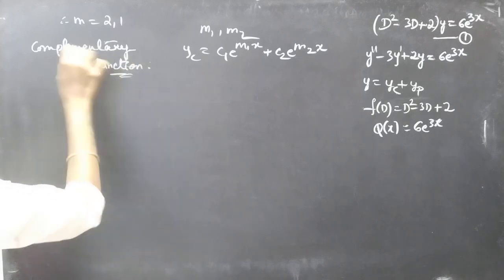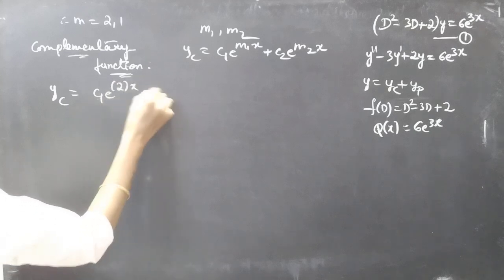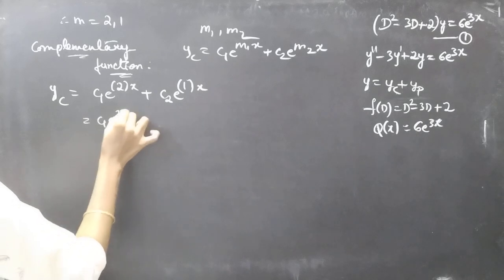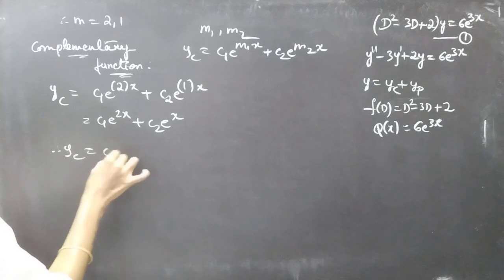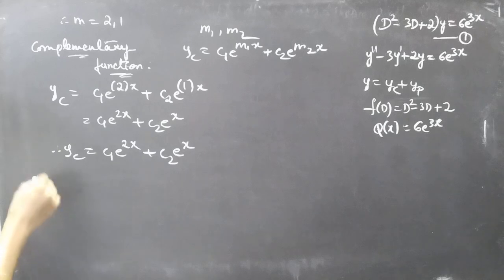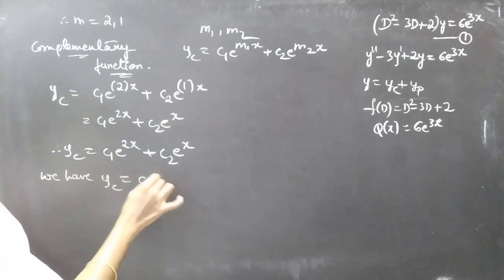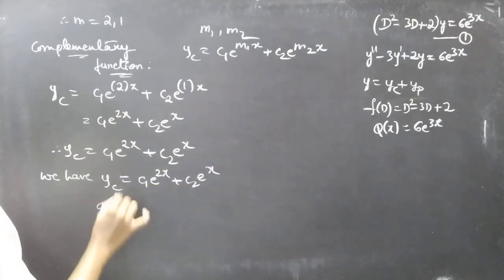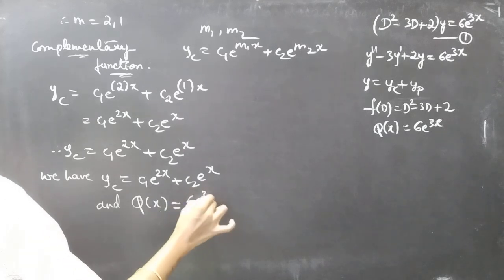Complementary function: yc = c1 e^(2x) + c2 e^(x), taking one root as 2 and another root as 1. Therefore yc = c1 e^(2x) + c2 e^(x), and Q(x) = 6 e^(3x).